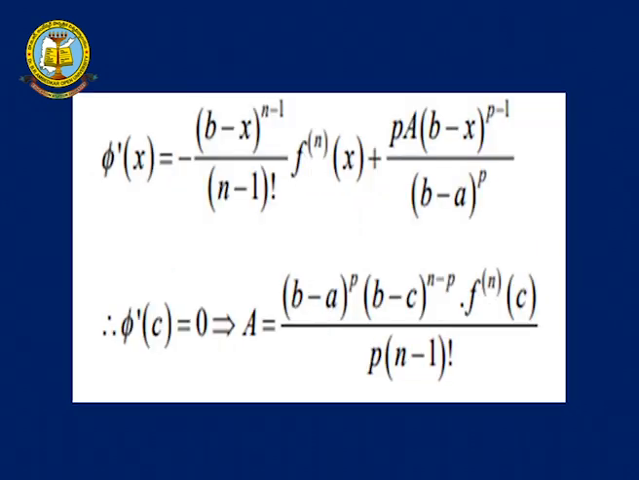Now, let us see pi dash of x after the simplification. We are getting b minus x whole power of n minus 1 by n minus 1 factorial f power of n of x plus p into a into b minus x whole power of p minus 1 by b minus a whole power of p. Now, as per Rolle's theorem, we get pi dash of c equal to 0. Now, this is pi dash of x. Let us see pi dash of c equal to 0. From there, after the simplification, we get a equal to b minus c whole power of n minus p into f power of n of c by p into n minus 1 factorial, and this is the a value.